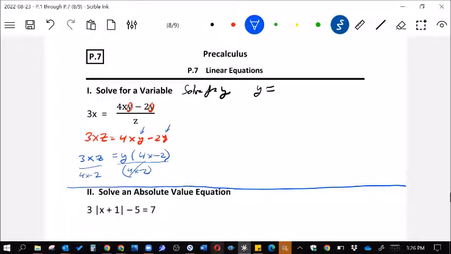And so for the answer, let's bring this up here, and I like the y on the left side, whatever it is I'm solving for. So I'll do y equals, and this is what it equals to here. So it's 3xz over 4x minus 2. And with that, I have solved for y.